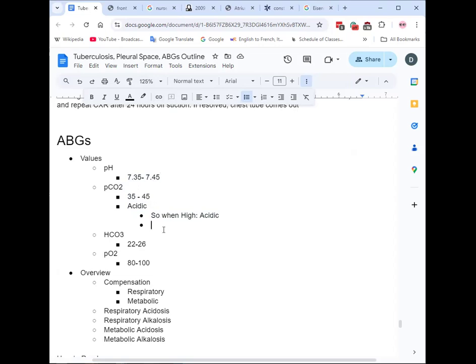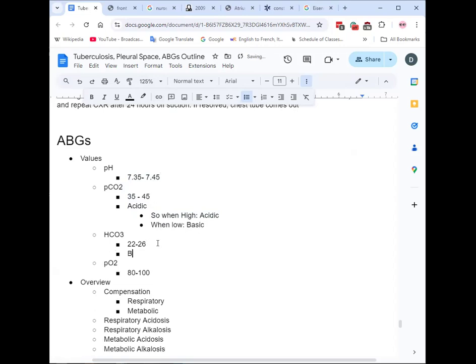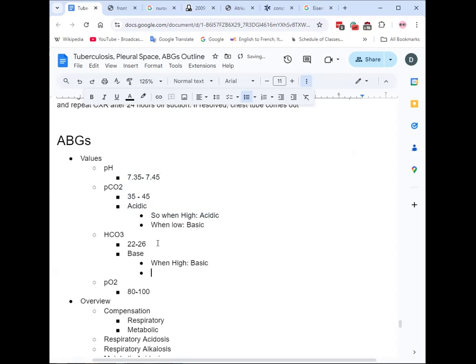So when this one's high, it's acidic. When low, it's basic because it's less of its attribute. Bicarbonate is considered a base. When high, it's basic because that's its attribute. When low, it's acidic because that's the opposite of its attribute.